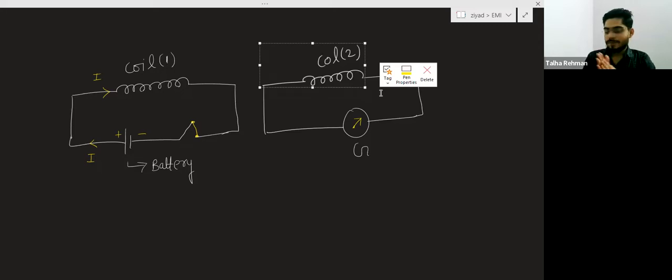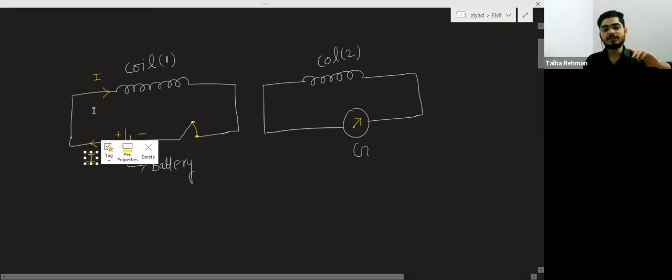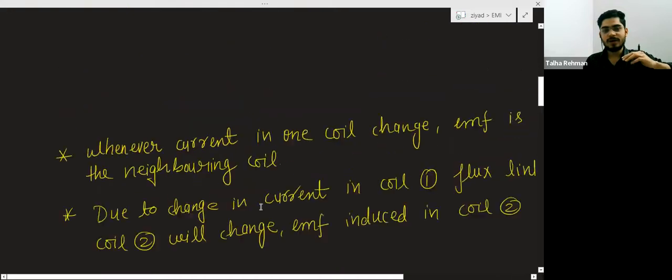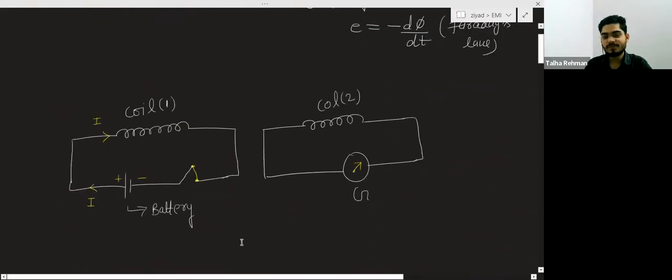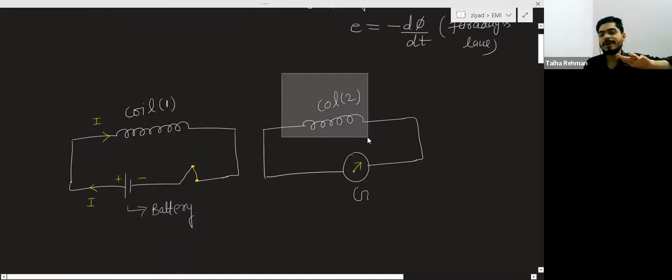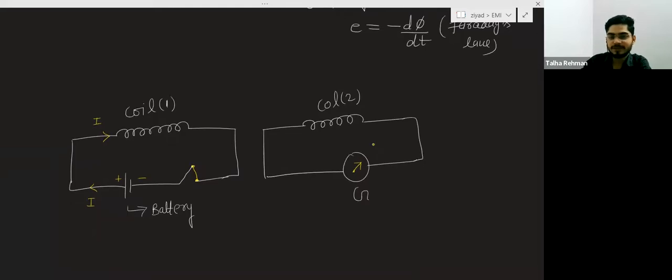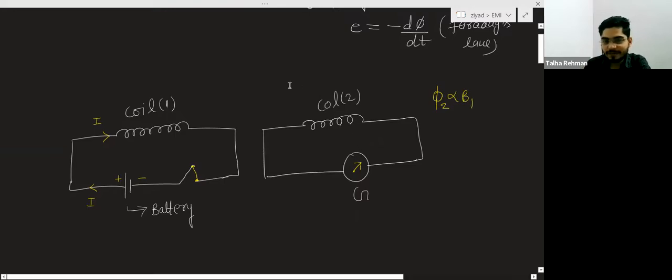Okay, relax. Now suppose I am increasing the current in coil number 1. What will happen? The magnetic field due to this coil will increase. So here also the strength of the magnetic field due to coil 1 will increase. I have told you the magnetic flux is directly proportional to the magnetic field. So the magnetic flux linked with coil 2 is directly proportional to the magnetic field produced by coil number 1.